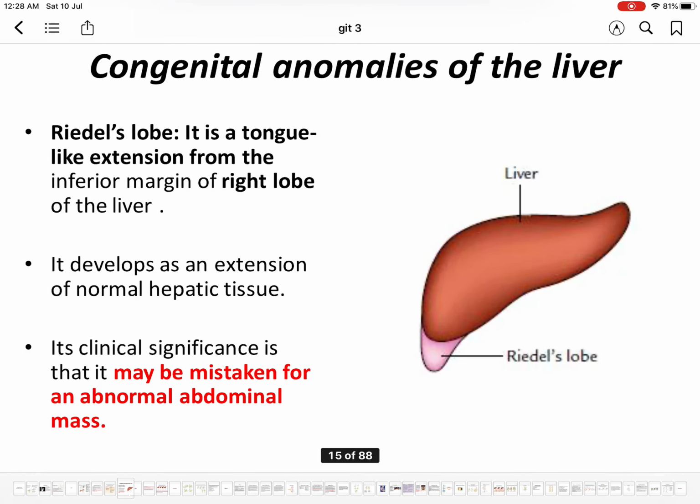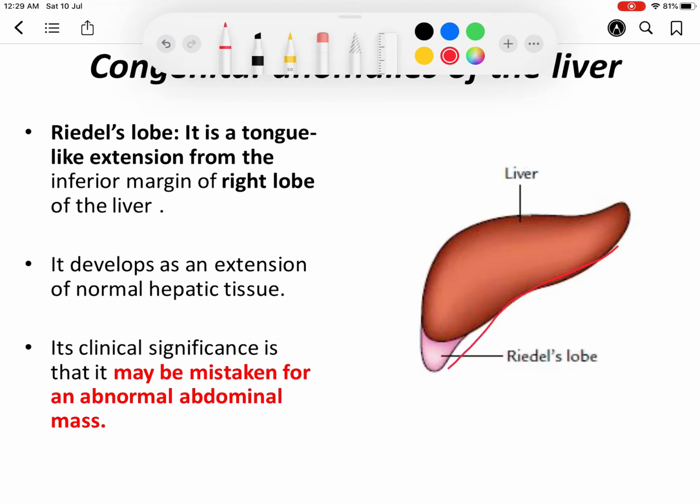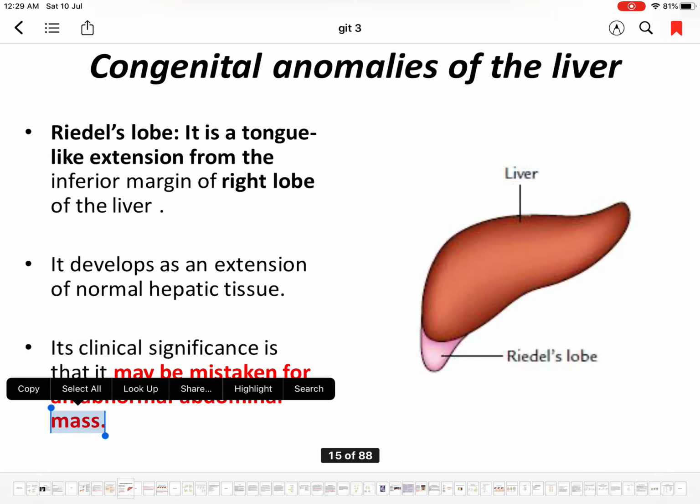Now coming to the congenital anomaly of the liver that is important, it is Riedel's lobe of liver. It is a tongue-like extension from the inferior margin of the right lobe of liver. You can see here, this is the right lobe of liver, and this is the inferior margin. So from the inferior margin of the right lobe of liver, a tongue-like extension or projection of normal liver tissue is there, and this is called Riedel's lobe. And what is the clinical significance? It may be mistaken for an abnormal abdominal mass. So Riedel's lobe is a tongue-like projection from the inferior margin of the right lobe of liver.